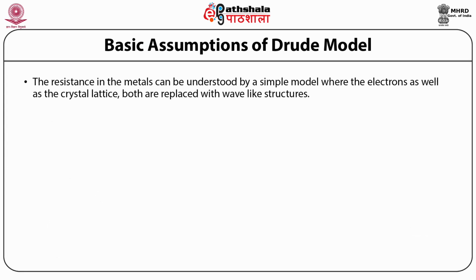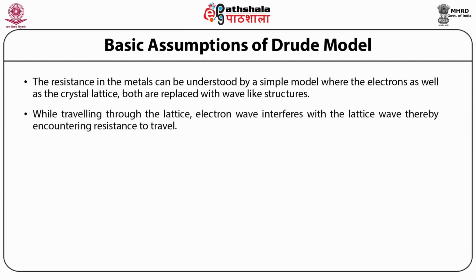The resistance in metals can be understood by a simple model, where electrons as well as the crystal lattice are both replaced with wave-like structures. While traveling through the lattice, the electrons' wave interferes with the lattice wave, thereby encountering resistance to travel. The higher the regularity in the lattice, the lower the resistance.